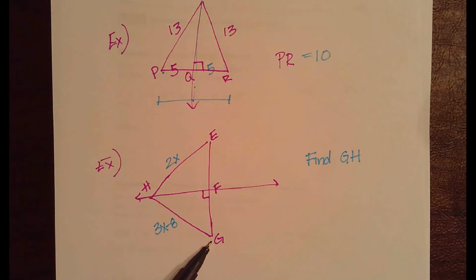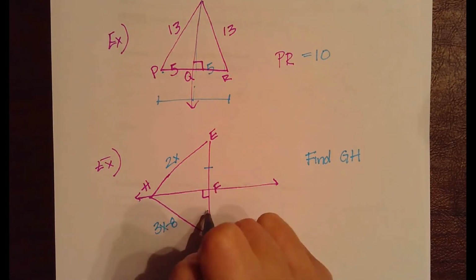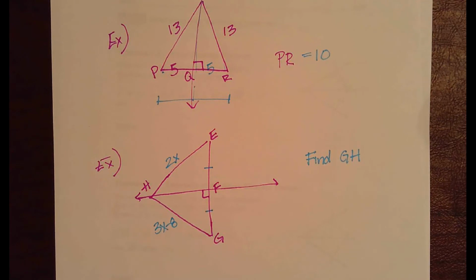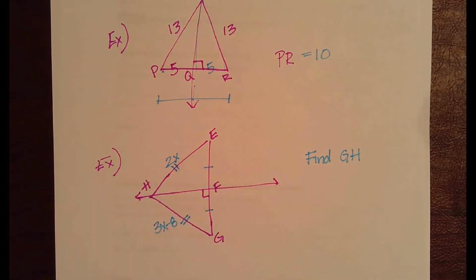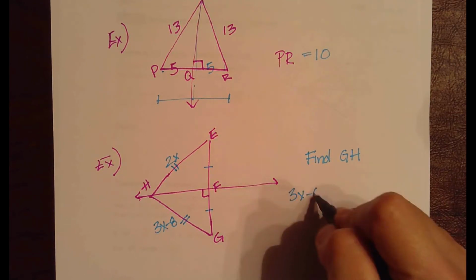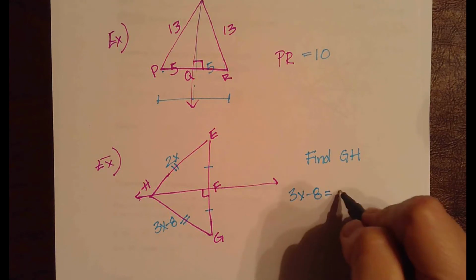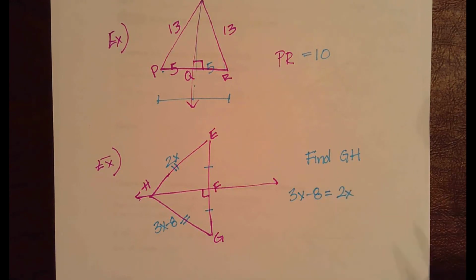So if we know this is the perpendicular bisector, and I forgot to mark one thing, and so we do know that it bisects it and we know it's perpendicular, then this line segment and this line segment have to be equal. So the only thing I need to do here is set those two pieces equal to each other. And then let's solve for x.